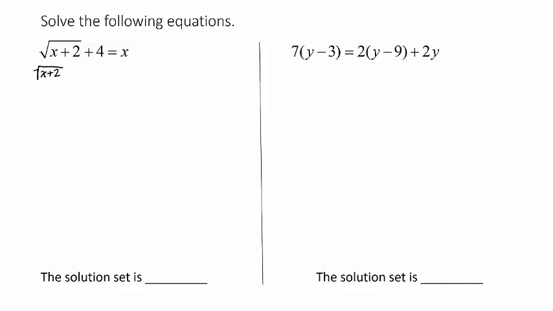So I've got square root of x plus 2 plus 4 minus 4 equal to x minus 4. Okay, so that will leave the square root of x plus 2 equal to x minus 4. Okay, now to get rid of the square root, I have to square both sides. Yeah? So that on the left will leave x plus 2, right? Because squaring a square root undoes the root.